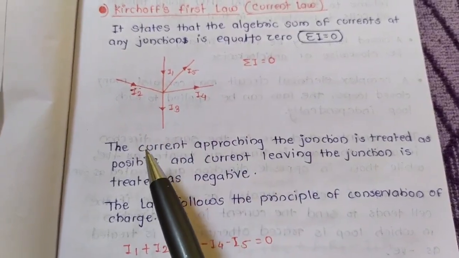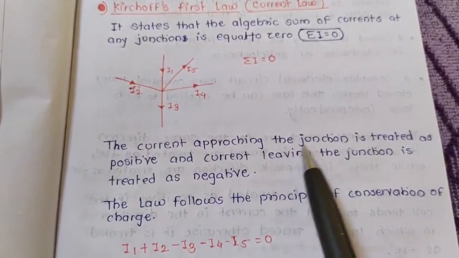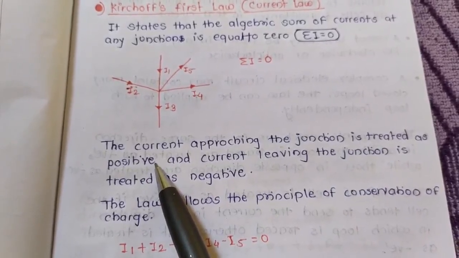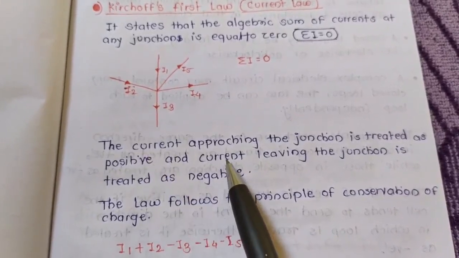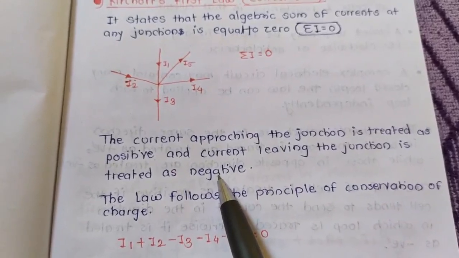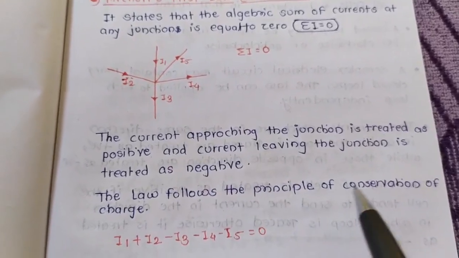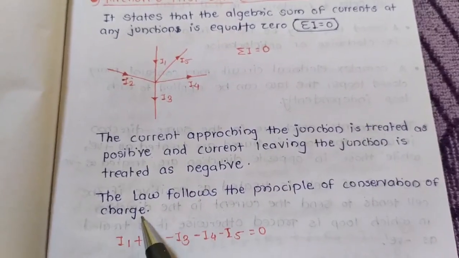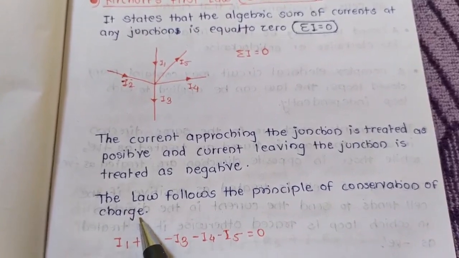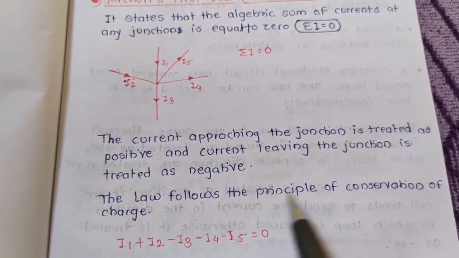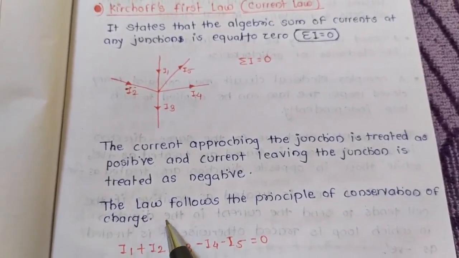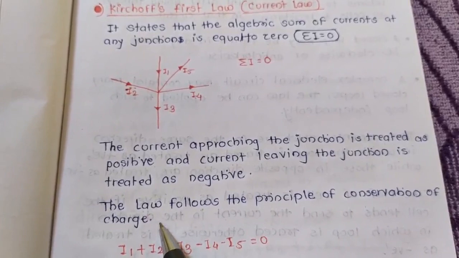First, read: the current approaching the junction is treated as positive. Means current towards the junction is positive and current leaving the junction is treated as negative. The law follows the principle of conservation of charge. This is an important MCQ question. The law follows the principle of conservation of charge. Which law? Kirchhoff's first law, meaning current law.